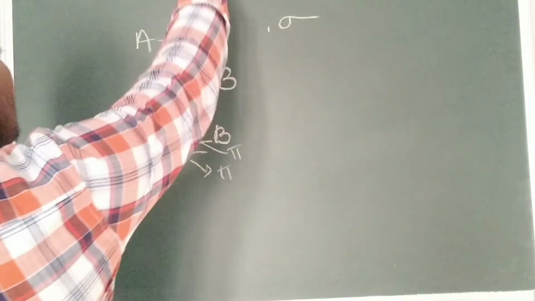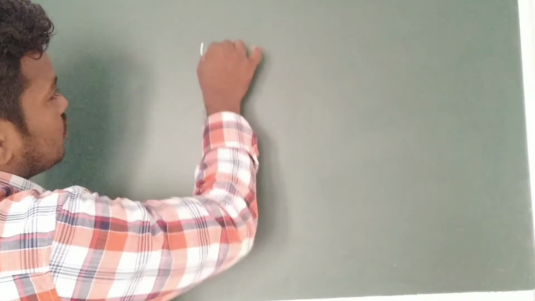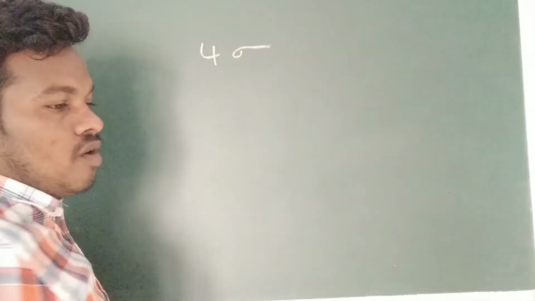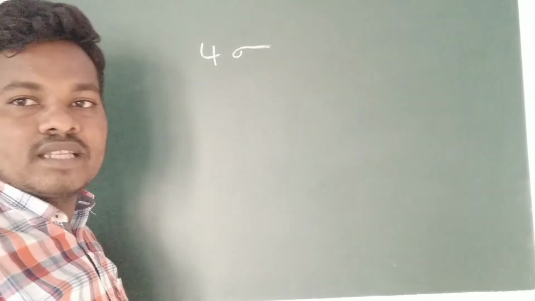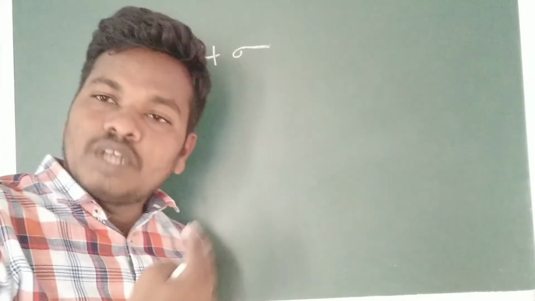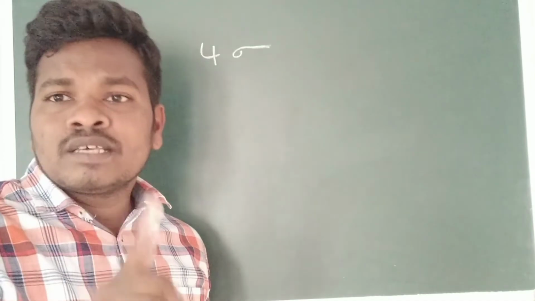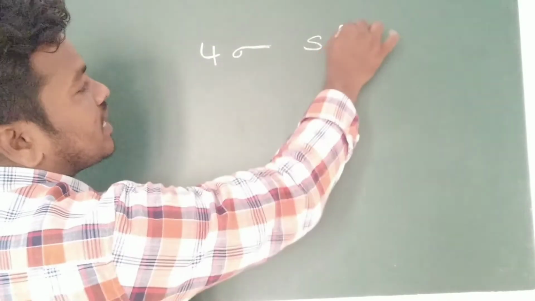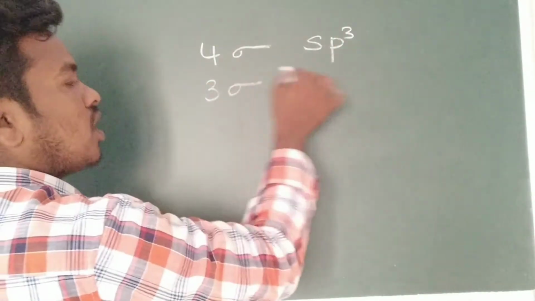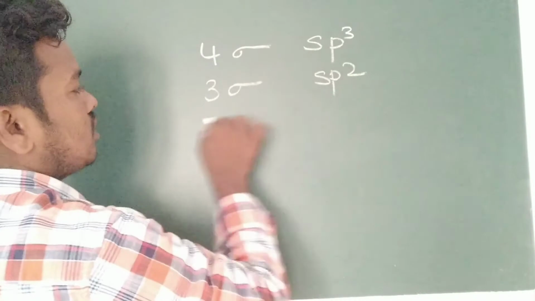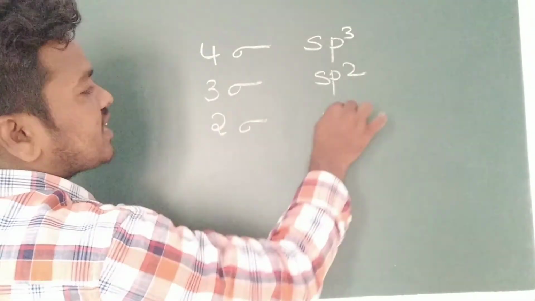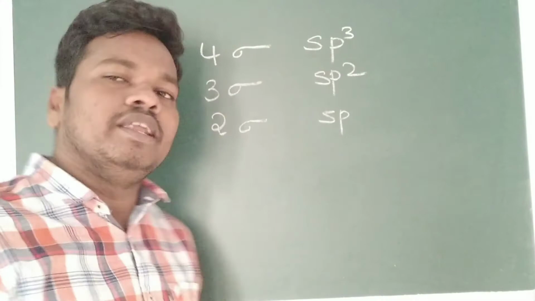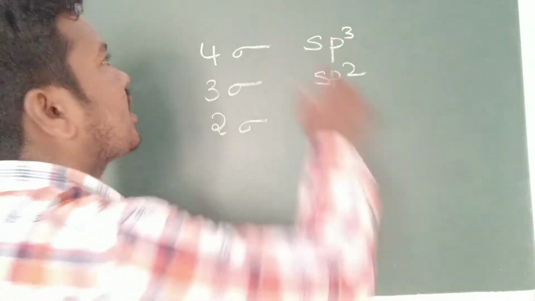Based upon the sigma bonds, we can easily calculate the hybridization of a molecule. While calculating the hybridization, we will not take account of the pi bonds, only the sigma bonds. So 4 sigma bonds is sp3 hybridization, 3 sigma bonds is sp2 hybridization, and 2 sigma bonds is sp hybridization. Like this, you can easily calculate it for any given organic compound.